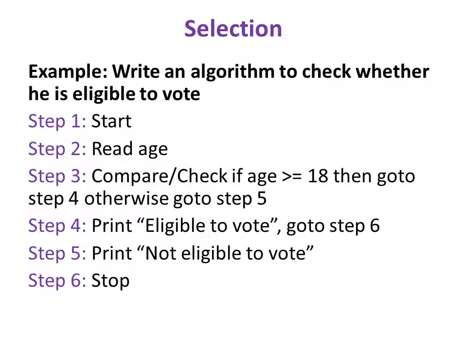We have to find whether a particular person is eligible to vote or not. For that we can take the condition as age should be greater than or equal to 18. First I am reading the age from the user. Then I am checking if the age is greater than 18. If it is true, we can print the person is eligible to vote. Otherwise we can print the person is not eligible to vote. So here, based on this condition, one of the print statements is executed. Not all the statements are executed.